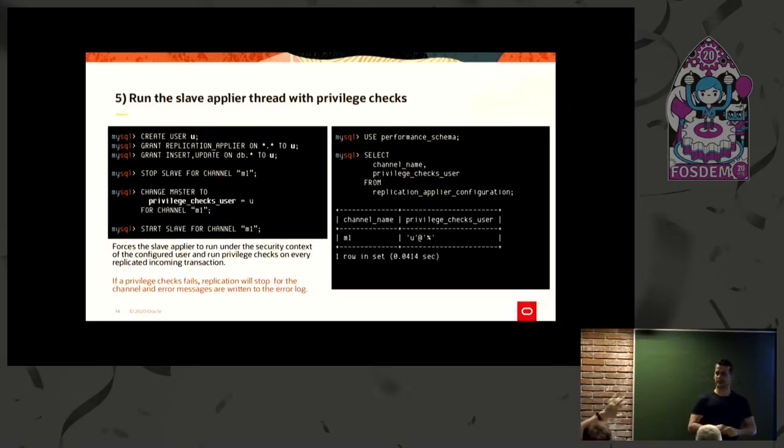So yes, replication will stop for that channel. Yeah, the whole channel, not just that statement. It will just stop. If a privilege check is not successful, it will stop, and the error will be sent to the error log. It will stop for that channel, not for all other channels. So we can again use performance schema to check the status of our option.